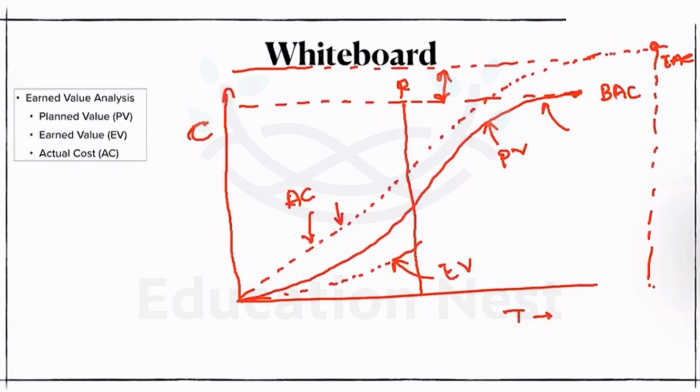What did we learn here? We learned what actual cost is. That is this. That is different from the planned value or the budget. And we have earned value that is below the budget line. And the, of course, planned value curve.